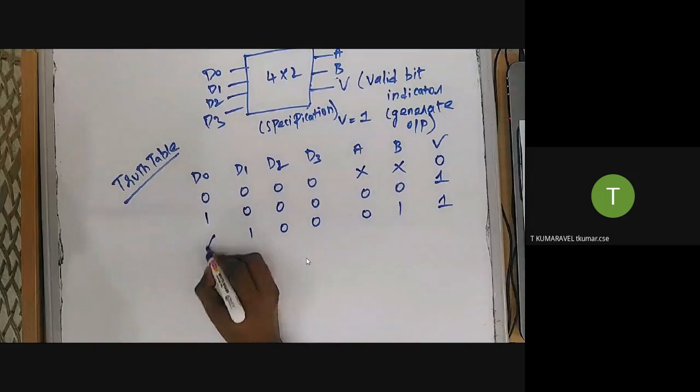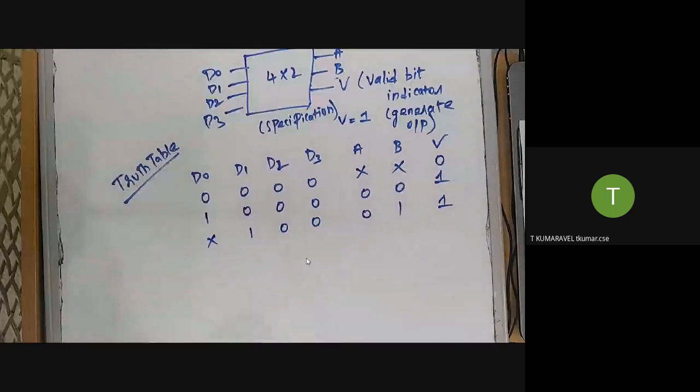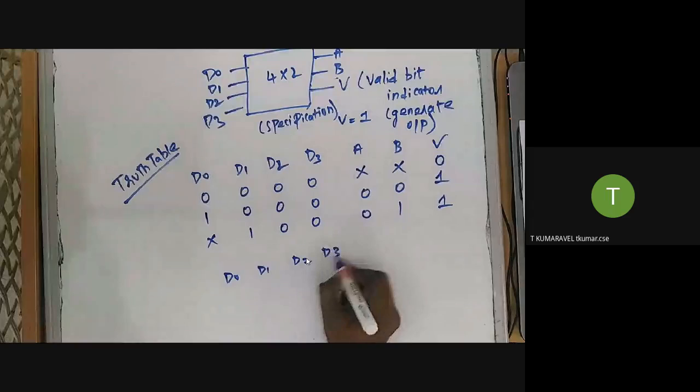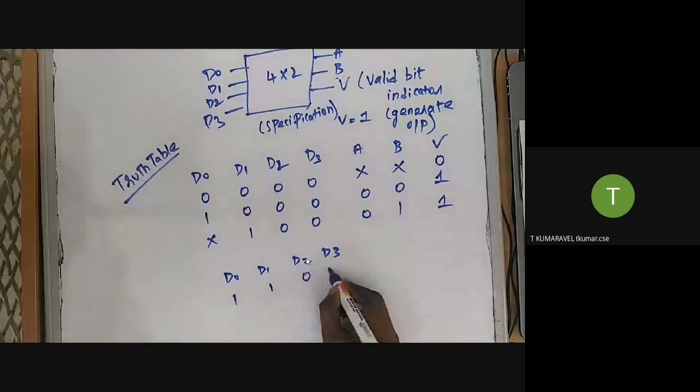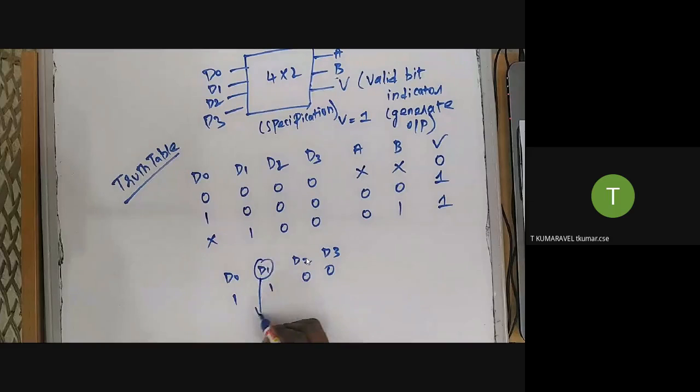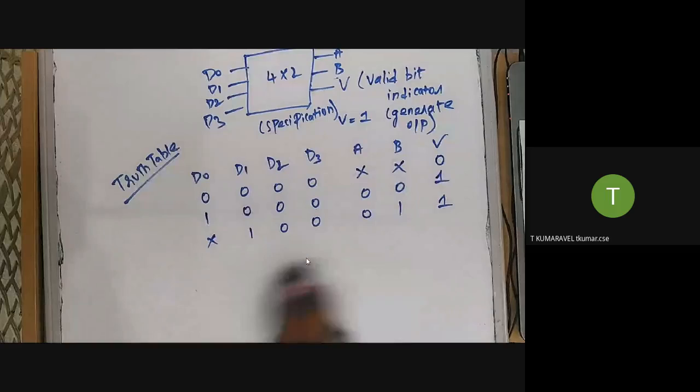Here I am putting X. Why am I putting X? Already I said, suppose in the input combination more than one bit value is 1, in that case how do you predict the output? Whichever element's subscript value is higher is treated as the highest priority, so that is the output.